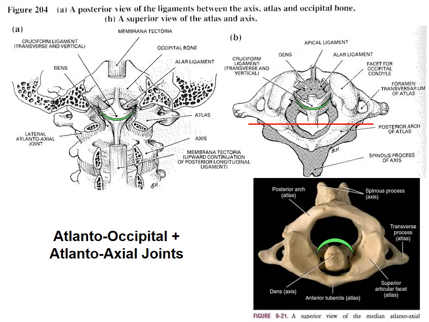On the top right-hand picture, they have cut away those vertical fibers of the cruciform ligament, and what that allows you to see is it exposes another ligament that runs from the tip of the dens straight up to the occipital bone, called the apical ligament. Again, this is just to reinforce and hold on to the dens so that it doesn't have any tendency to slide around in relation to the atlas.